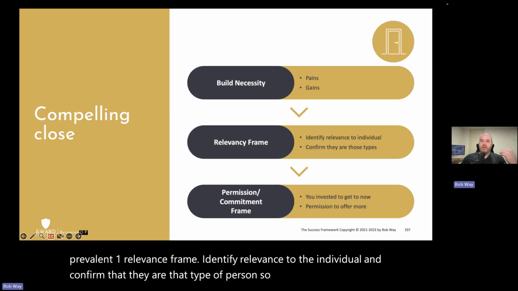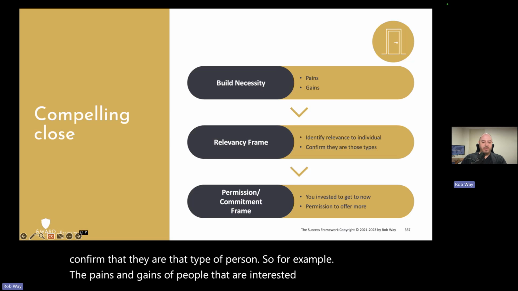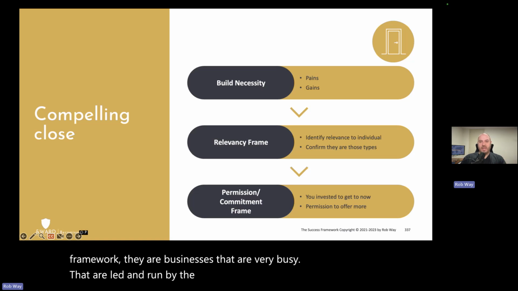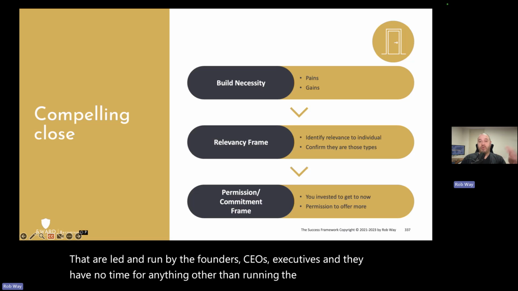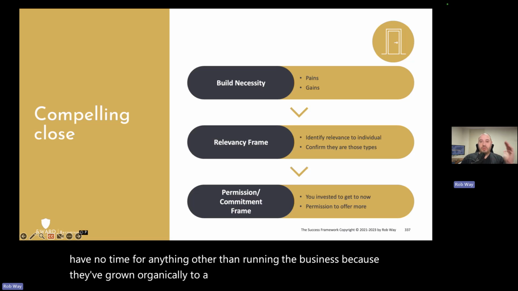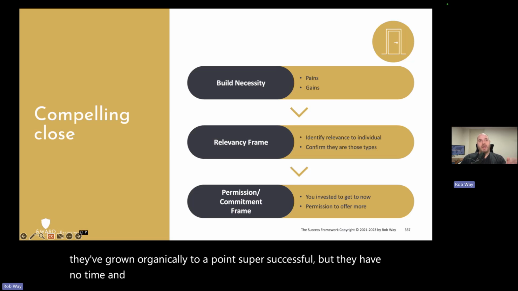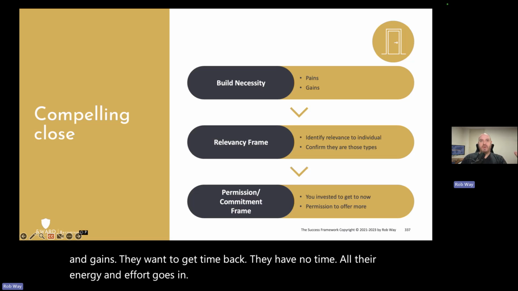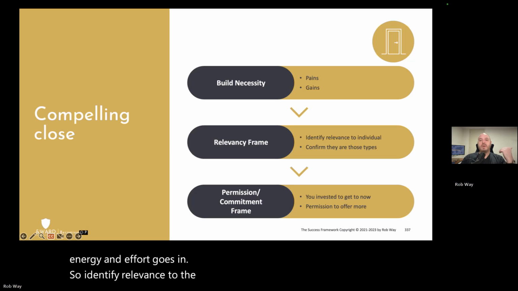So for example, the pains and gains of people that are interested in the success framework: they are businesses that are very busy, that are led and run by the founders, CEOs, executives, and they have no time for anything other than running the business because they've grown organically to a point, super successful, but they have no time. And so it might be something like their pains and gains. They want to get time back. They have no time. All their energy and effort goes in.